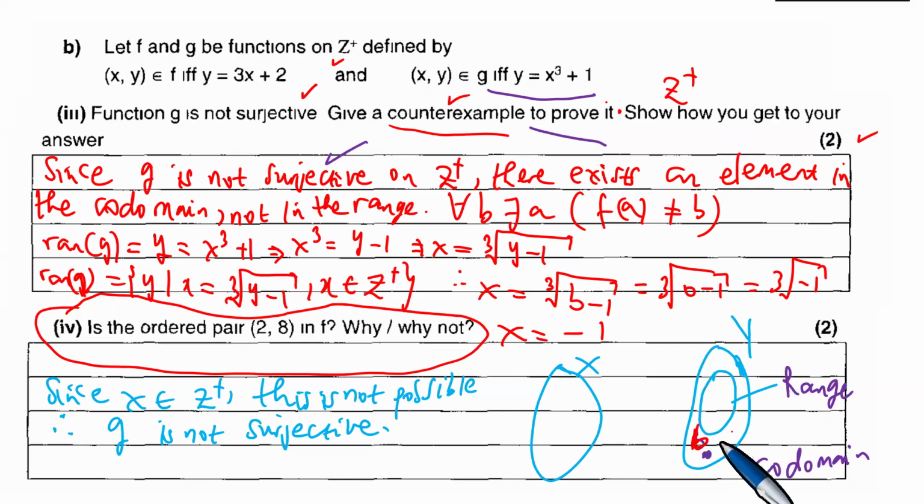It's sitting outside the range, but it is there in the set of the images where we have our y values. So for all the b, there exists an a, the a sits here, such that when we map these, this f of a does not go to b. It doesn't. It doesn't go to b.